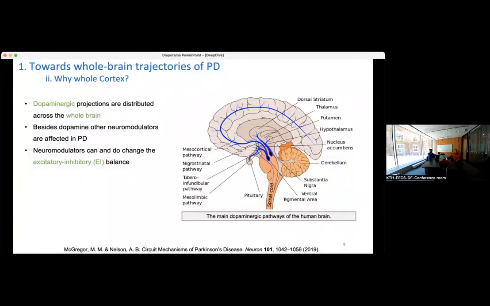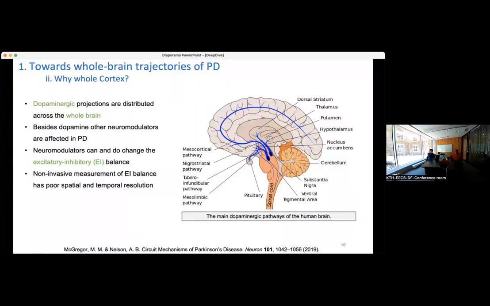So there are other ones than dopamine that are altered in Parkinson disease, and they are somehow involved in maintaining what we call the excitation and inhibition balance. Maybe you don't know, but in the brain there are excitatory neurons and inhibitory neurons. When you look at the dynamics of the neural activity, you always see that you need a balance between these two, to avoid things like epilepsy, for instance.